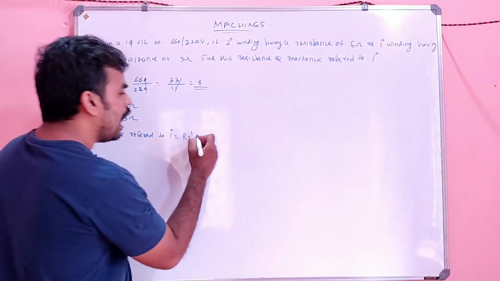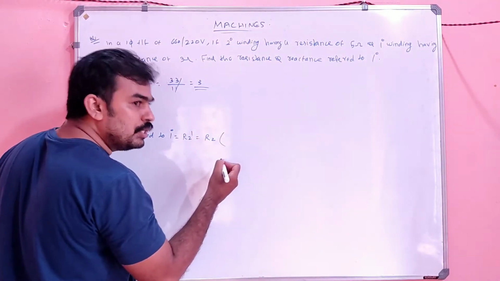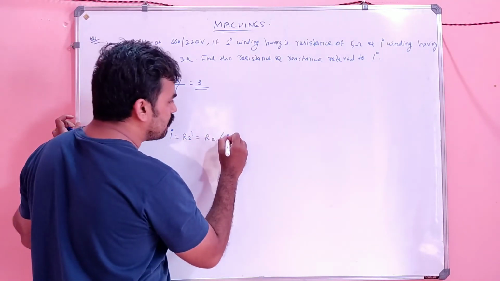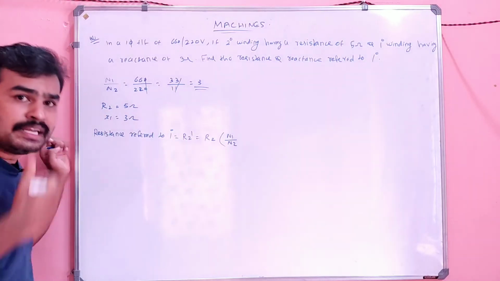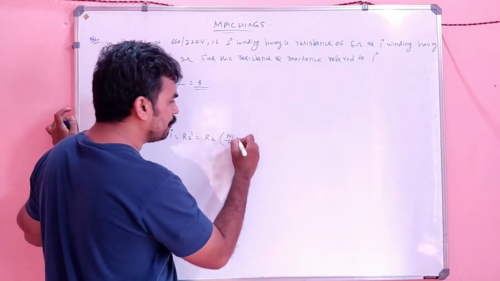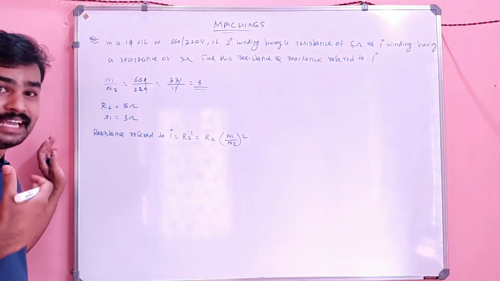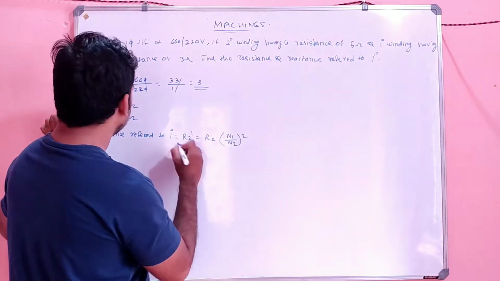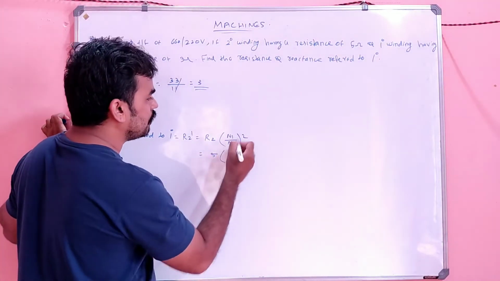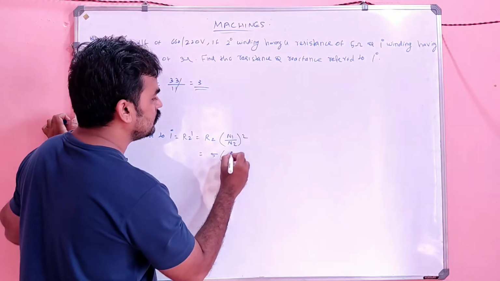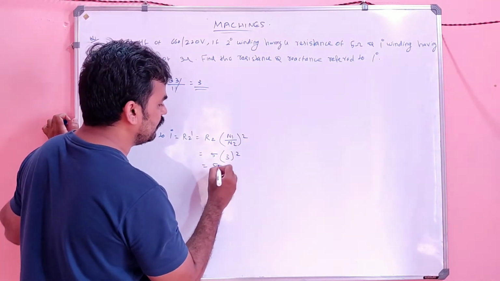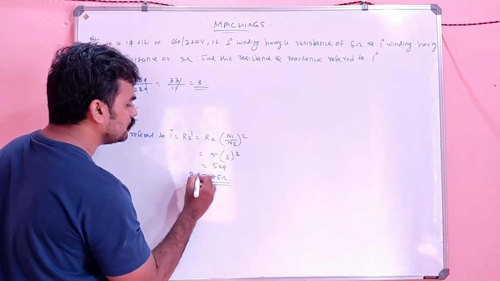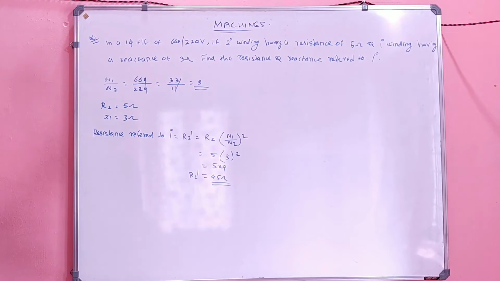I already told you that R2 dash is nothing but old R2 into, to which side is it coming? To N1 side, to primary it is coming now. So R2 into N1 by N2, the whole square, which is nothing but, R2 is 5 and N1 by N2 is 3 square. So it is nothing but 5 into 9, or 45 ohm. Simple. So that will be the value of R2 dash.